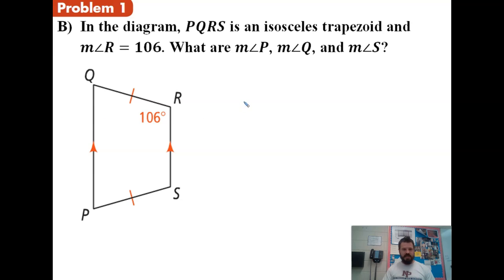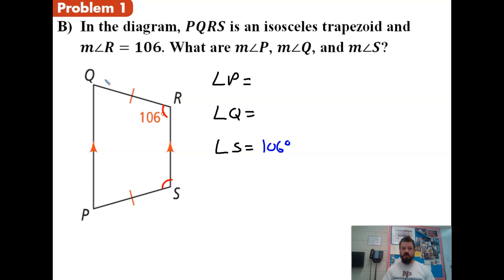Alright, so part B, same idea. We've got an isosceles trapezoid. We want to figure out the measure of angle P, the measure of angle Q, and the measure of angle S. We can start with any angle we want. I'm going to go with S first because R and S are base angles. We know they'll be congruent. So S is just 106 along with R.